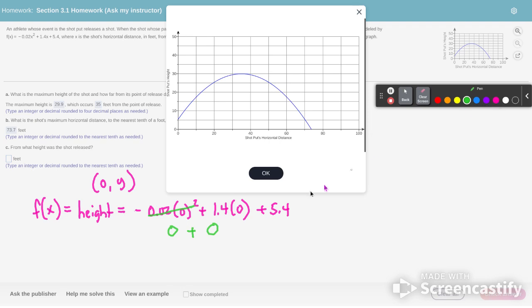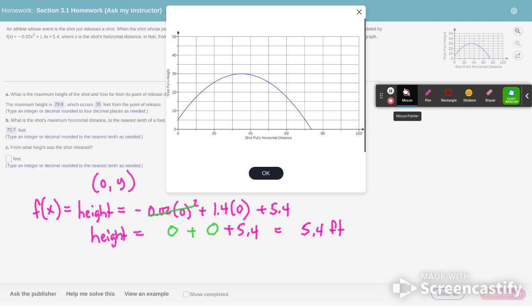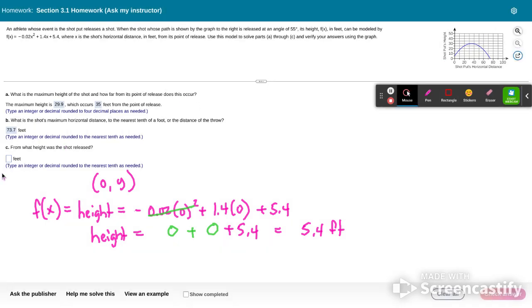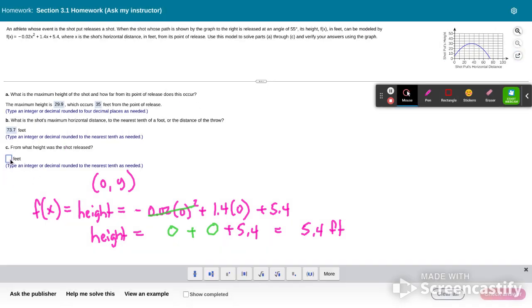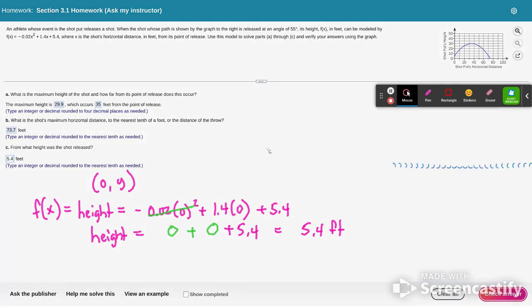And we walk away from this problem finding out that when x is equal to 0, the height, or the function, is equal to nothing more than 5.4 feet. So this particular person is about 5.4 feet tall. So let's close out some of this stuff here. And it says round and enter to the nearest tenth, so we're already there. So we got 5.4. Come over here and check our answer. And we got it.